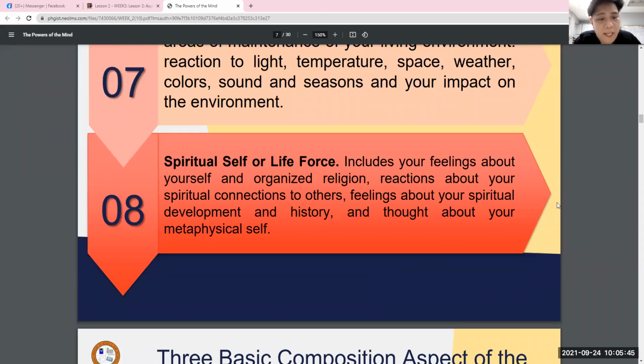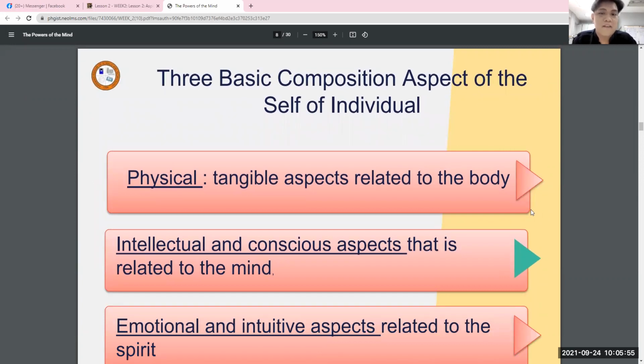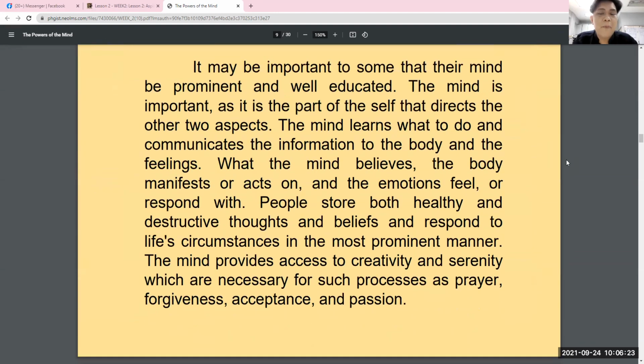Okay, so hopefully naintindihan niyo yung 8 aspects, no, that or things that you need to develop in yourself. Another natin is we go tayo with the 3 basic composition aspects of the self or individual. Okay, so 3 basic aspects natin is the physical, the intellectual or the conscious aspect, and the emotional intuitive aspect, okay, which is related to spirit. So physical, intellectual, your physical body, your knowledge, and the last one is your emotion or the spirit. Okay, so it may be important to some that their mind be prominent and well educated. The mind is important as it is the part of the self and directs the other two aspects.